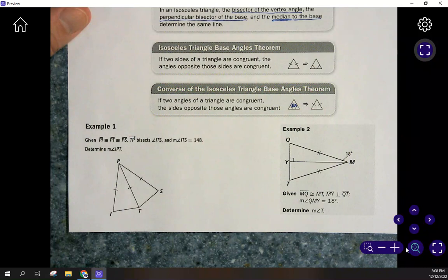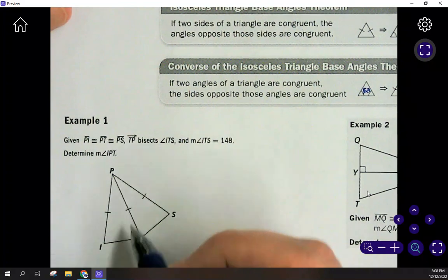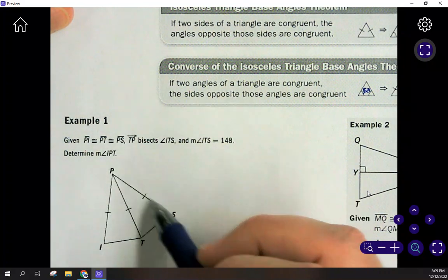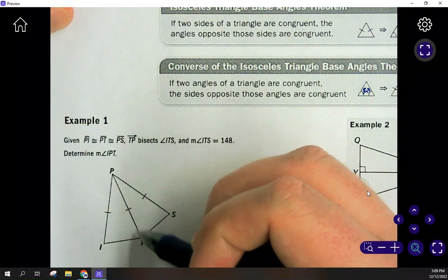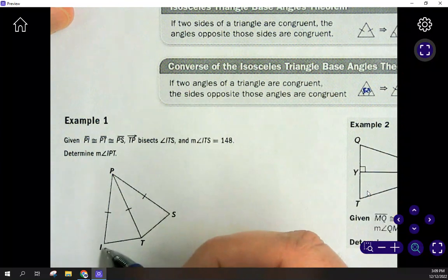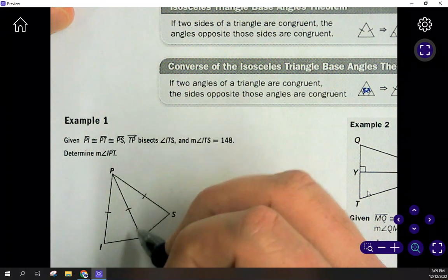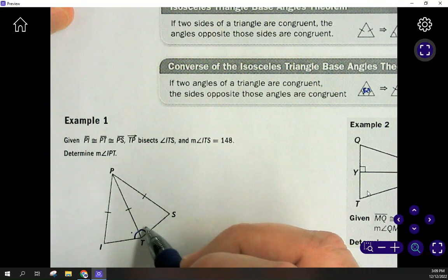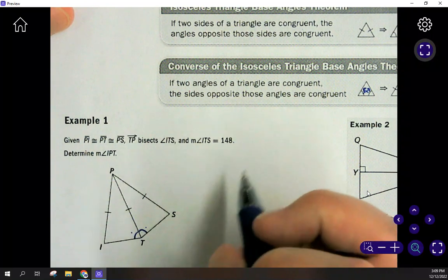I'm going to zoom you in here a little bit. Okay, example number 1. PI is congruent to PT. We can see that it's already marked. And that's also equal to PS. And again, we can see that in the picture, it's already marked. Now, TP, this line right here, bisects angle ITS. So this big angle here is being cut into two equal pieces. So I'm going to show that by putting those two little loops here. I know this angle equals this angle because TP is bisecting this big angle ITS.